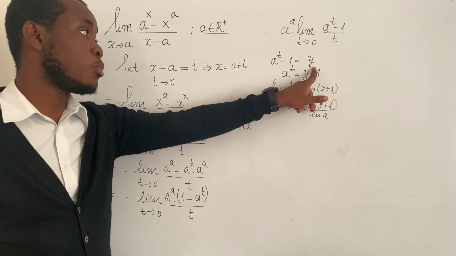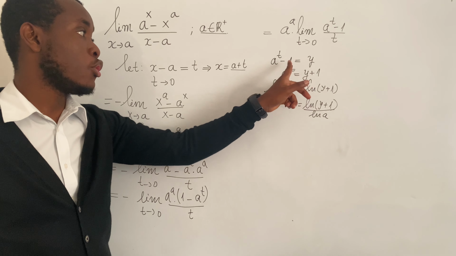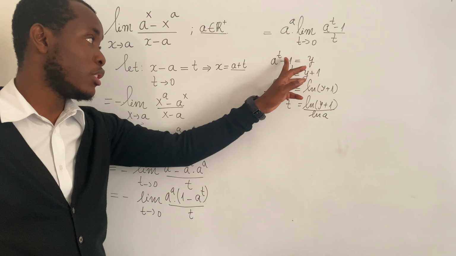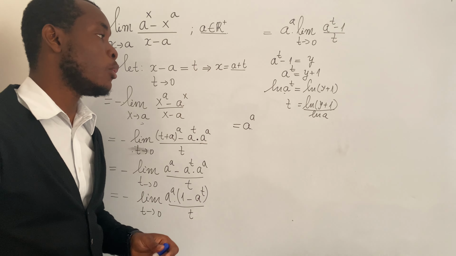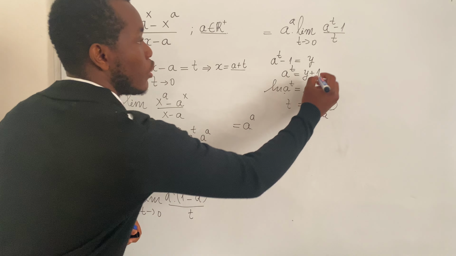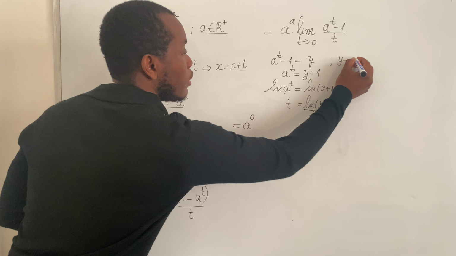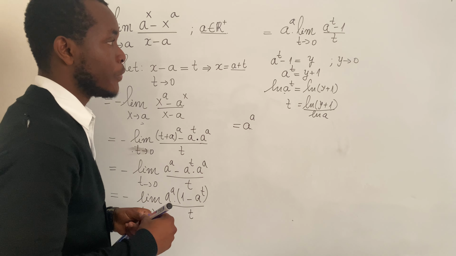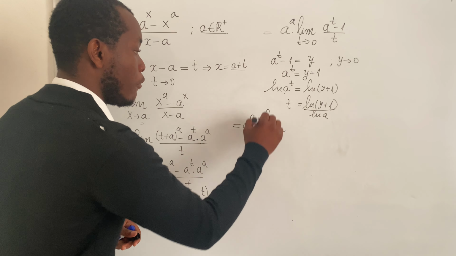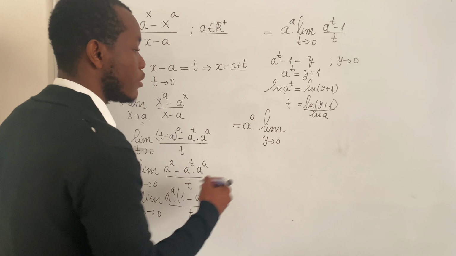Or in other words, what has to be the value of y so that this equation has t equal to 0? If y is 0, this 1 can go to that side, and 1 is a to the power 0, so t will be 0. So y is still 0, meaning y approaches 0. So we're going to have a new limit with y approaching 0.